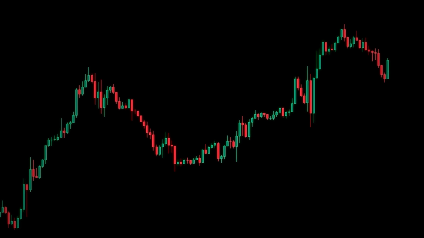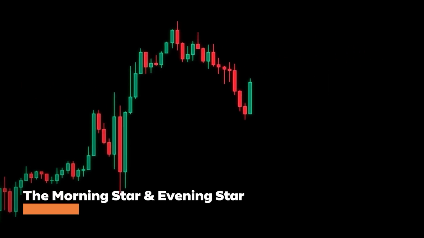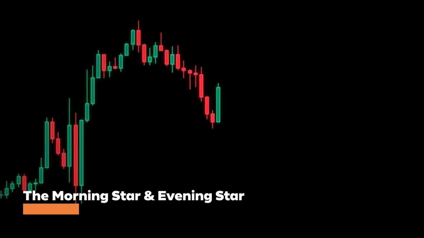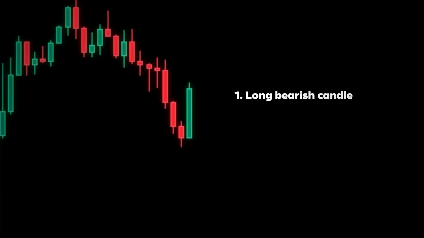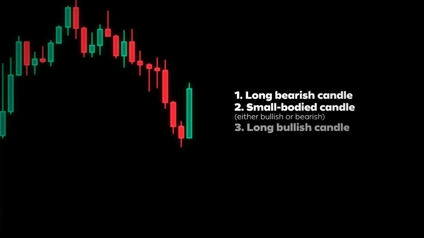The last most powerful reversal pattern we're going to talk about are the morning star and the evening star. Let's start with the morning star. This is a bullish reversal pattern consisting of just 3 candles. The first, a long bearish candle, then a small bodied candle, which doesn't have to necessarily be red or green. However, the third must be a big green bullish candle.